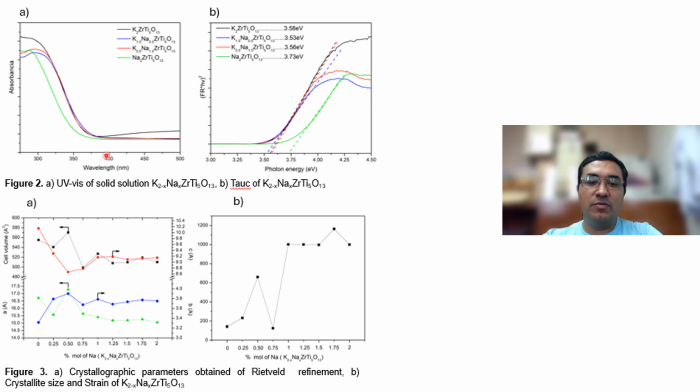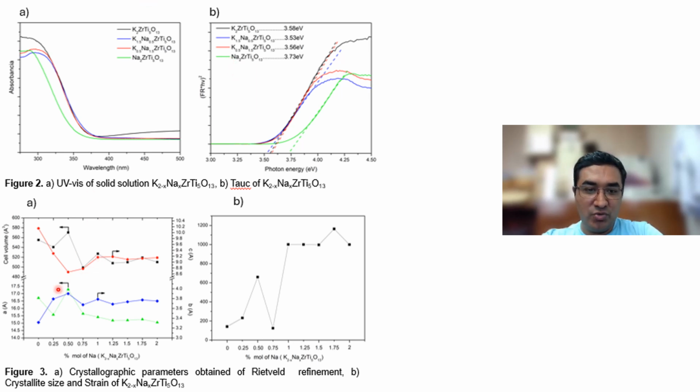UV-vis analysis shows that all samples exhibited maximum photoabsorption in the UV region. This value remained constant in the solid solution with added sodium, but increased when potassium was entirely replaced by sodium. Through the Tauc plot analysis, a decreasing band gap was observed for most samples except for this solid solution, which showed an increase in the band gap.